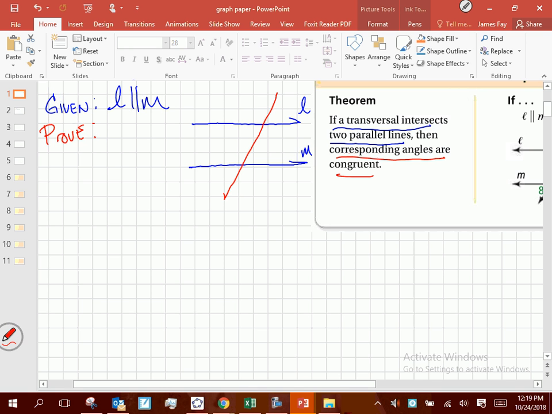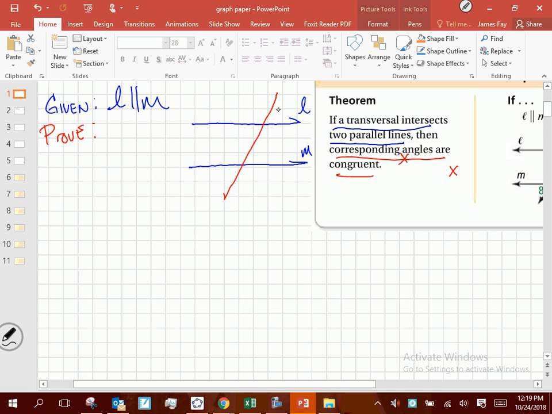Now our statement in our proof will not be the words corresponding angles are congruent, but we'll have to pick out in our picture a set of corresponding angles. And it doesn't matter which set you choose. Maybe I choose that one and that one. Would they be corresponding? Okay. Would those two be corresponding? What about these two? Okay. So all we have to do, guys, is identify one set of those corresponding angles.